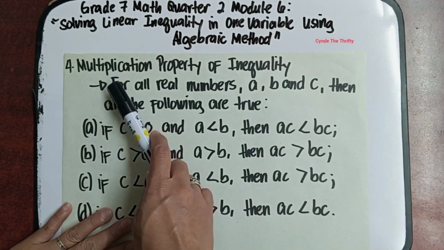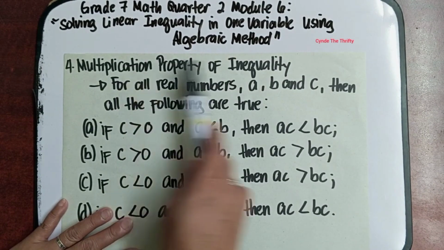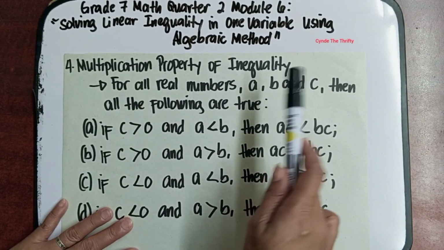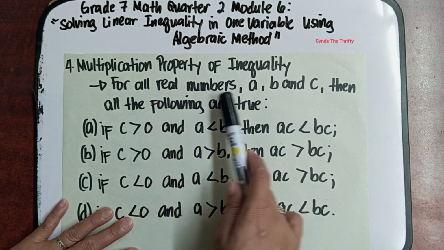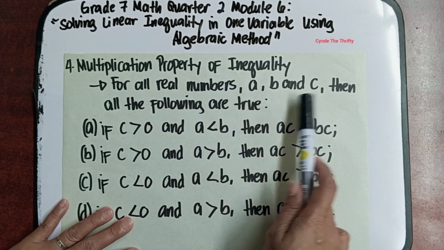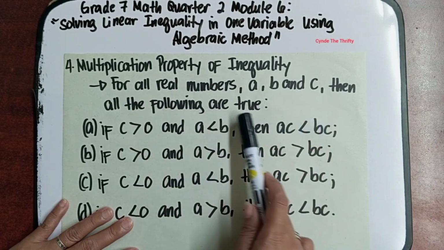Last property of inequality is multiplication property of inequality. For all real numbers, A, B, and C, then all the following are true.